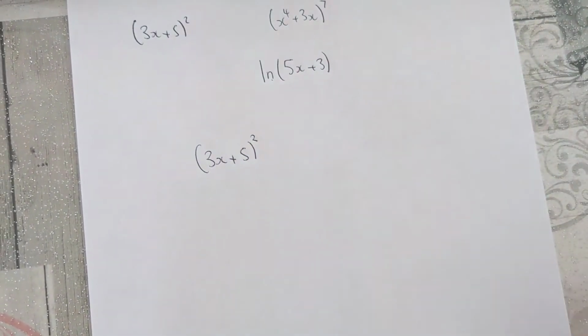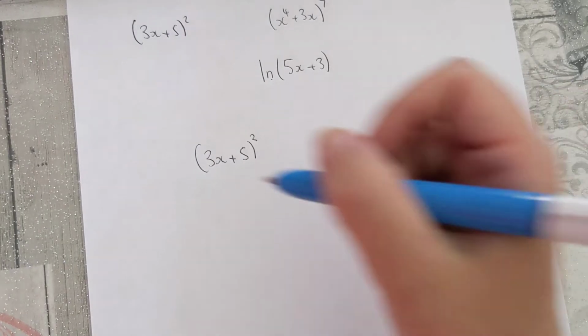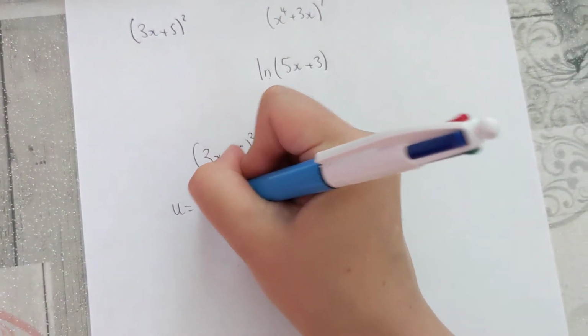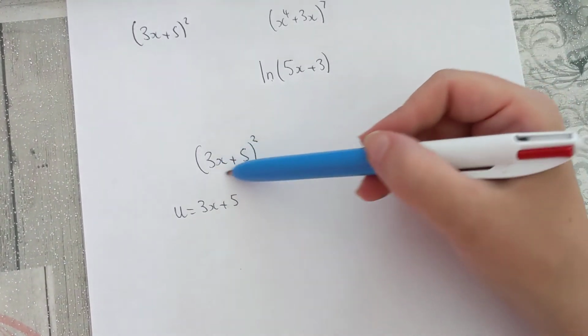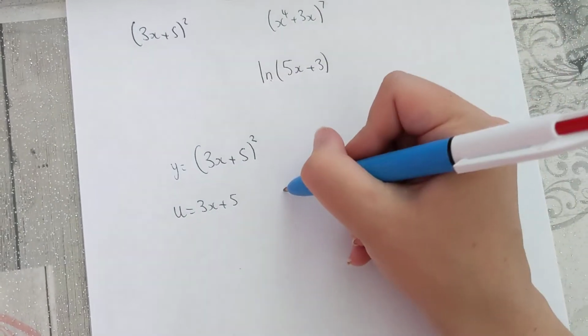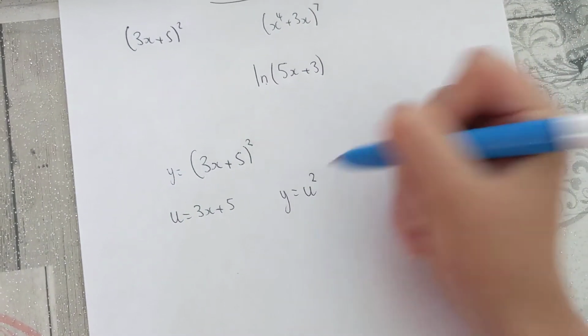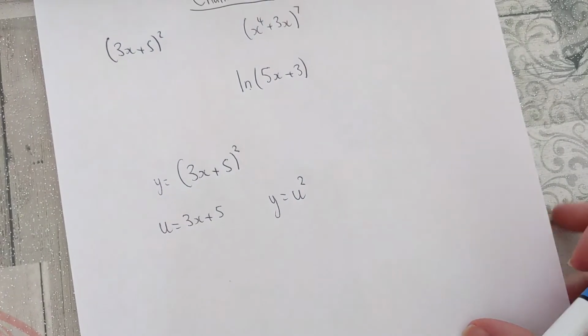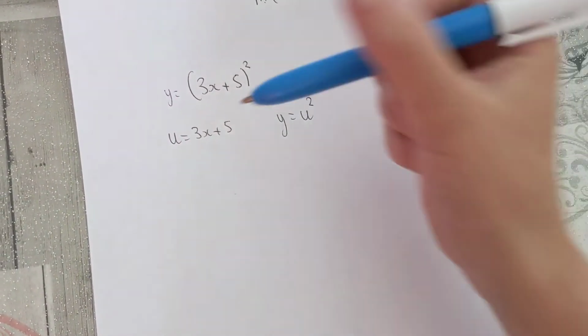So you set u equal to the first function of x. So you would say u equals 3x + 5. And then we know that this is u, so it now becomes u squared. So I'm just going to let this be equal to y and just say that y equals u squared. So to do the chain rule, you just differentiate both of these.